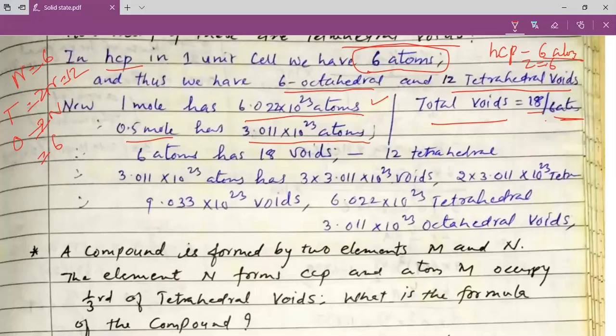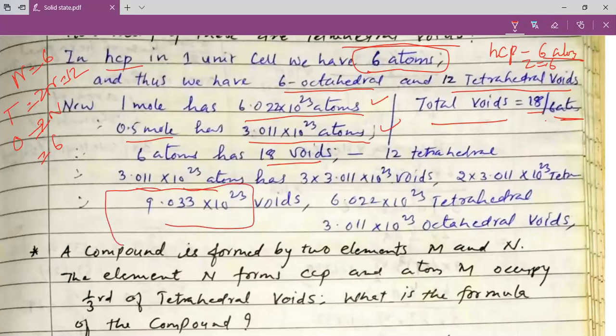Now you can see that for 0.5 mole, we have this much of atoms present. Therefore, 6 atoms has 18 voids. Therefore, this much of atoms will have how many voids? That means 3.011 into 10 to the power 23 divided by 6 multiplied by 18. That simply gives us the answer. So, my dear students, the total number of voids would be 9.033 into 10 to the power 23.